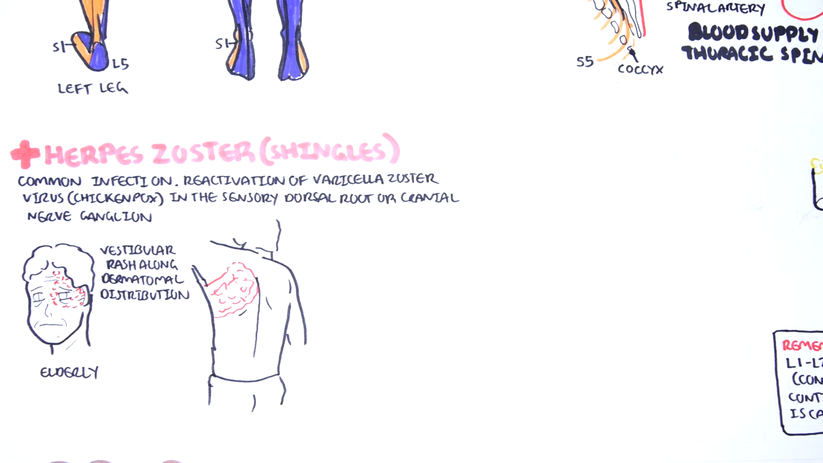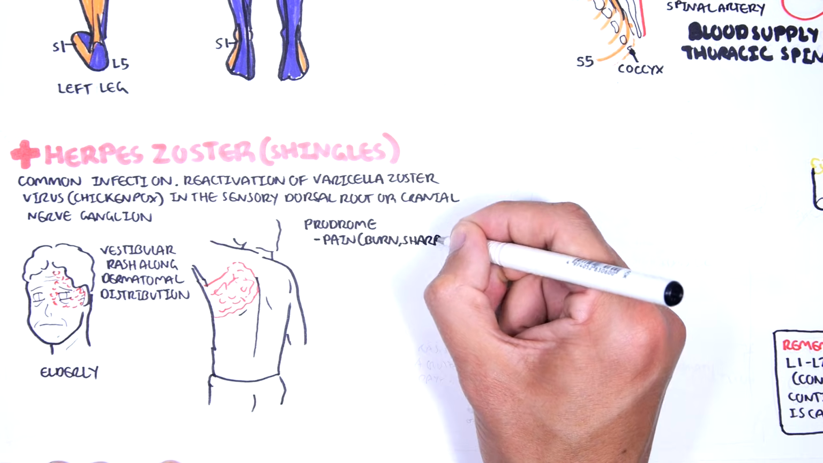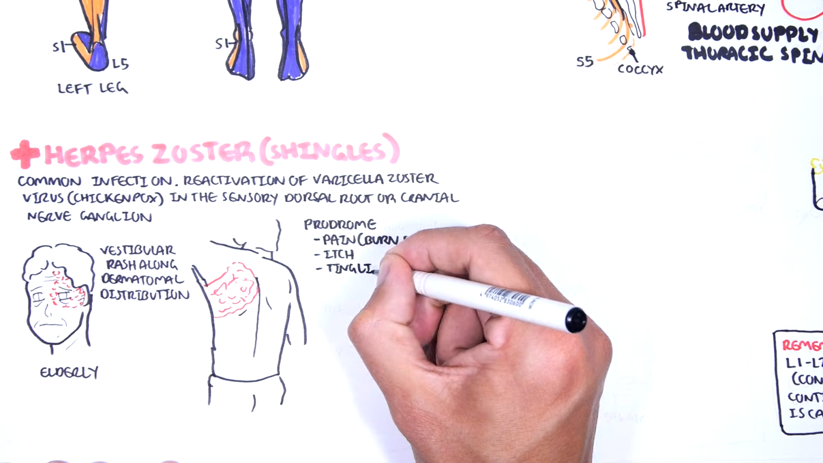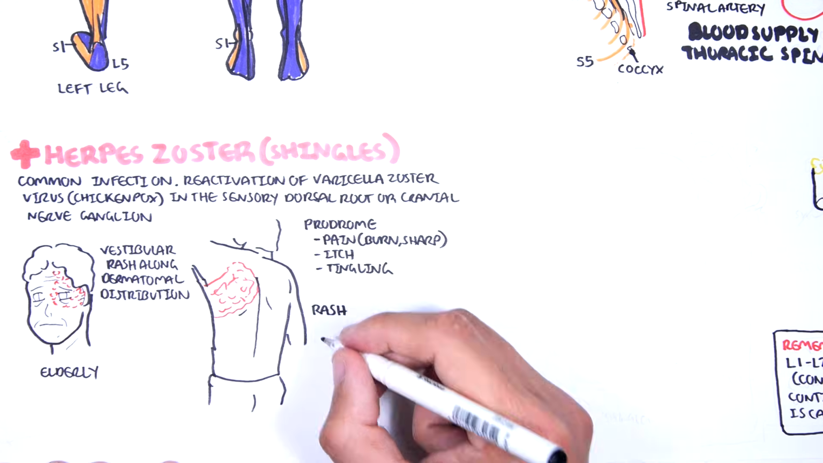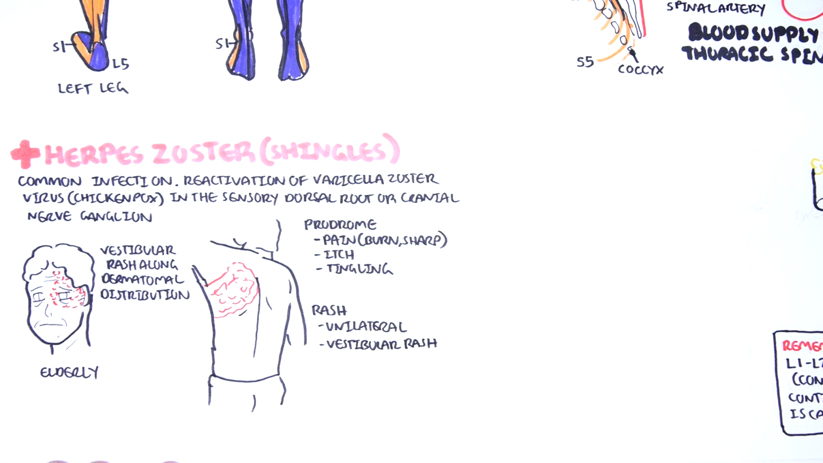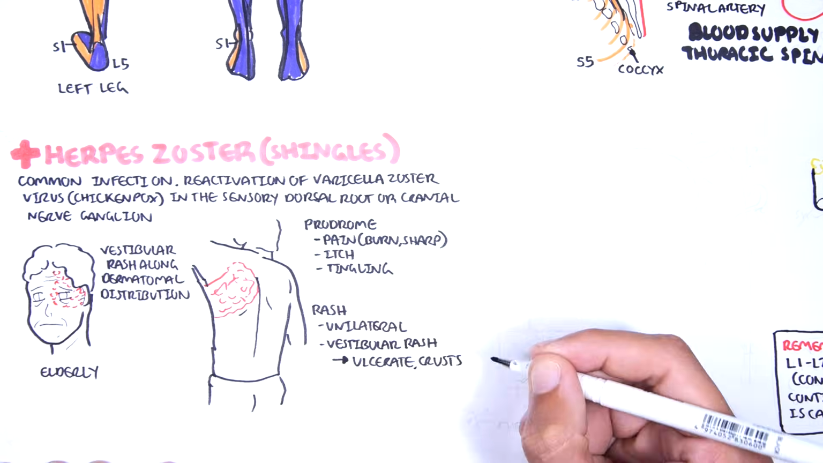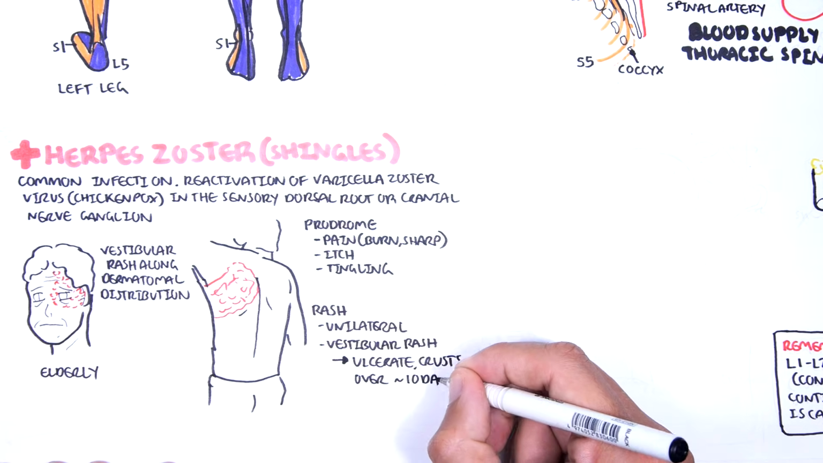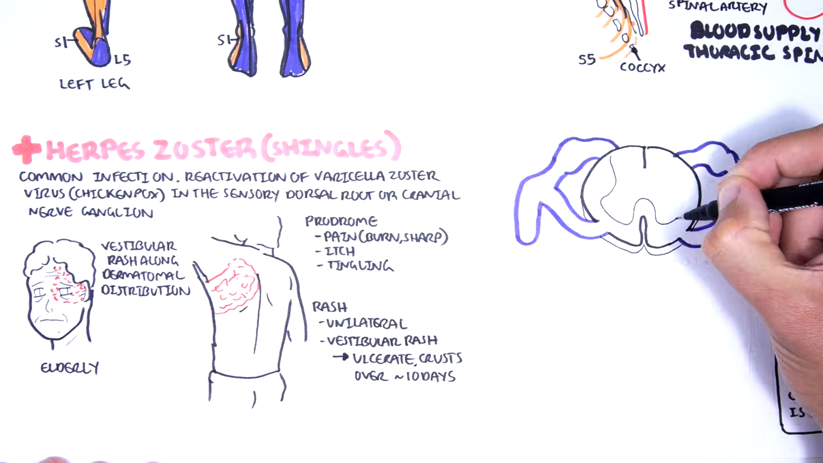Shingles classically has a prodrome phase characterized by pain, burning, and sharp sensations like itching and tingling as well. This is followed by an eruption of a rash, usually unilateral, a vesicular rash, which will eventually ulcerate and crust over in 10 days. Remember, it usually manifests along a specific dermatomal distribution, unilateral on one side.